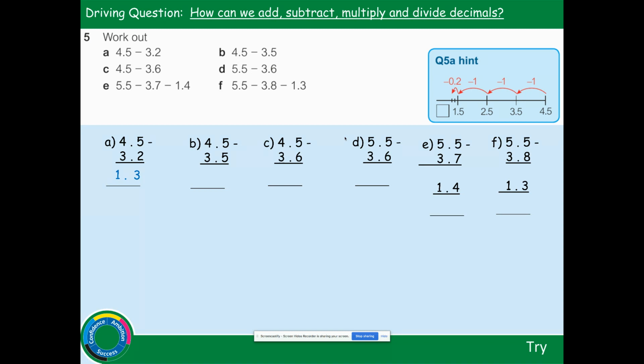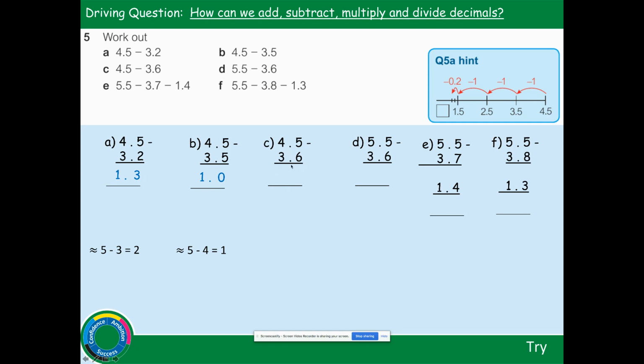Okay, let's do the approximation first. Okay, 4.5 is approximately 5. 3.2 is closer to 3 than it is to 4. So 5 subtract 3 is 2. It's fairly close. So the second one, 4.5 subtract 3.5. 5 subtract 5 is 0. 4 subtract 3 is 1. Okay, when we get to 5, we normally round up. So this is approximately 5 subtract 4, which is 1, and that's spot on with the answer.